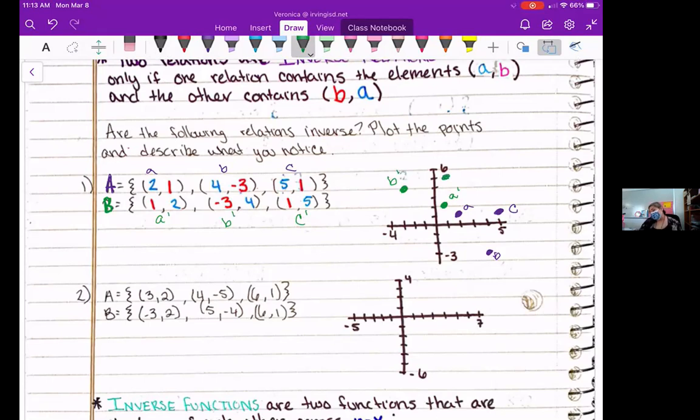Okay, what do we notice? So look at the two different colors and the two different shapes. Tilt your head a little bit like this. What do we see? What do we notice with our two different colored dots? Yeah, but tell me what you see without using the word inverse.